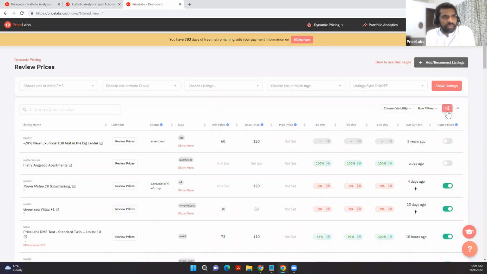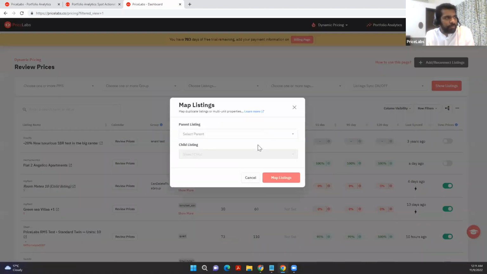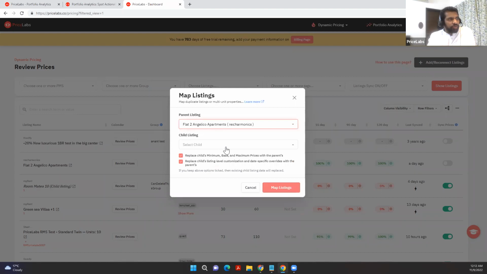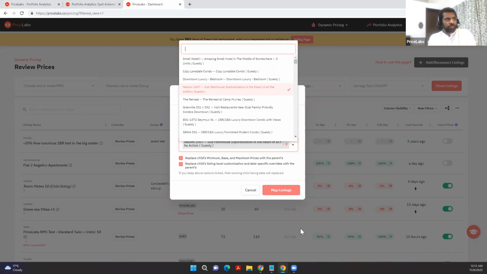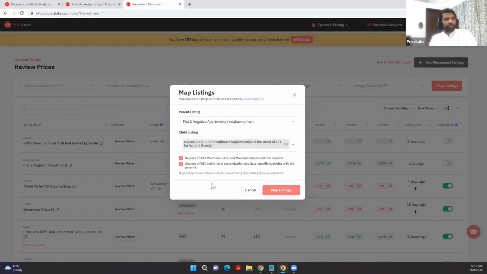In various parts, you'd see this kind of a button. If you click that, you'll see a parent listing, which is the main listing that has the market data and that we price. And you can select that. And with that, next, you'd be able to select certain child listings. These child listings have to be close to your property, within I want to say 50 meters or 100 meters. If they're that close to each other, you can map them together. Note that once you map these properties, all of their pricing, their customizations, etc., copy over, right?